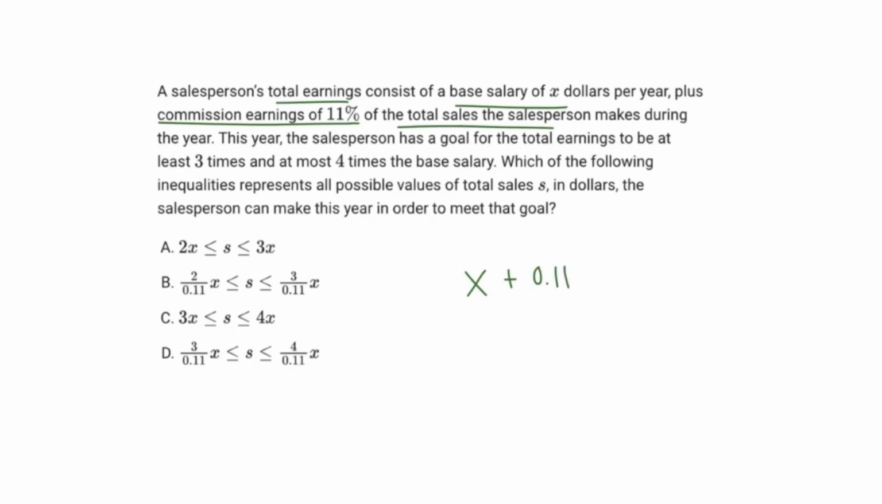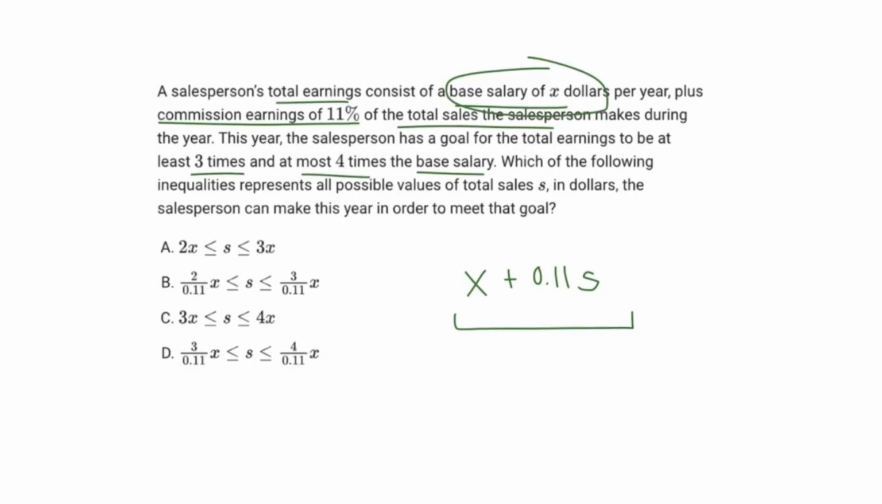So the total sales, let's just call it S. Okay. So it says this year the salesperson has a goal for the total earnings. So this value right here, the total earnings, to be at least 3 times and at most 4 times the base salary. The base salary, remember, is the value X. Which of the following inequalities represents all possible values of total sales S in dollars the salesperson can make this year in order to meet that goal?